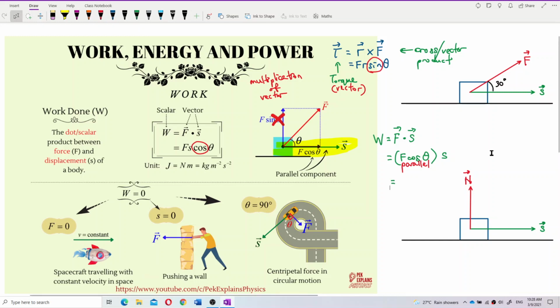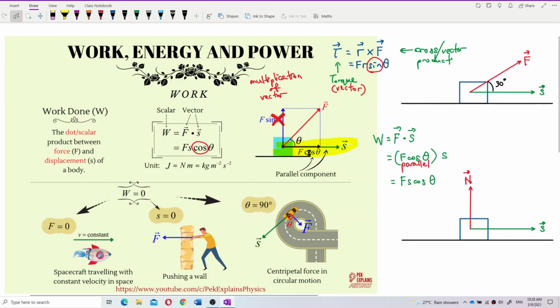This displacement we just put into the formula. That's why we have Fs cos theta. That's why the dot product uses cosine theta. So what happened to the F sin theta? We just throw it off. No use. We just use the parallel component of the force multiplied by the displacement to find the work done by this force.